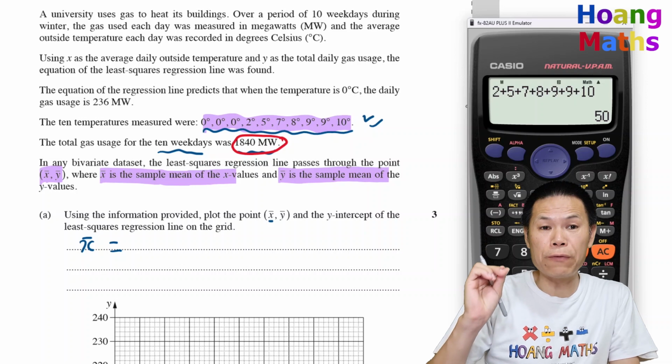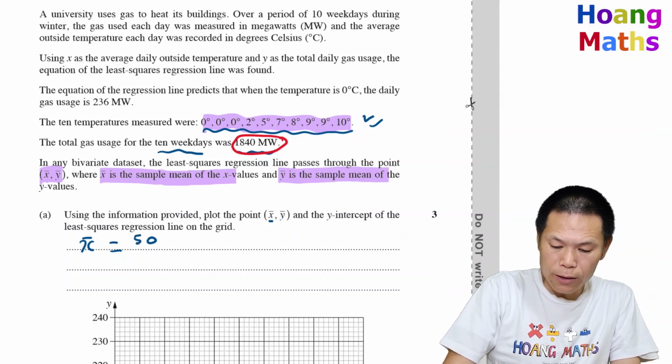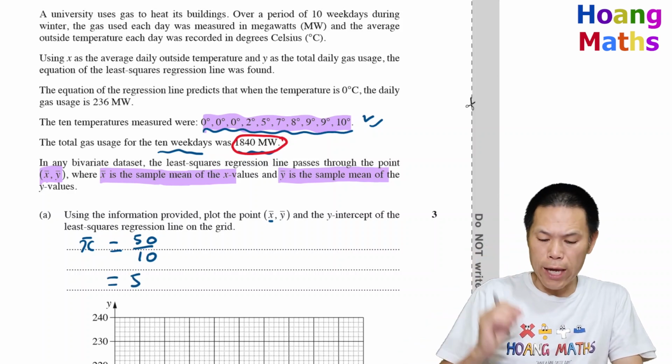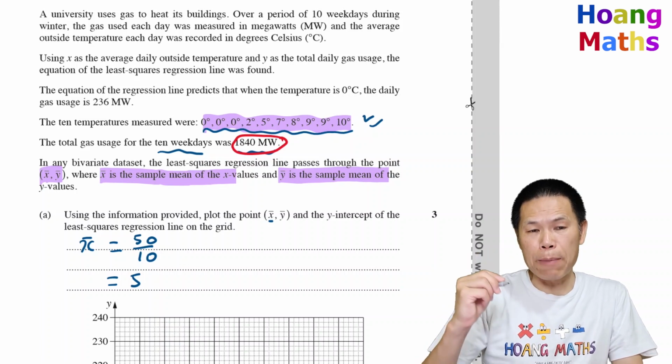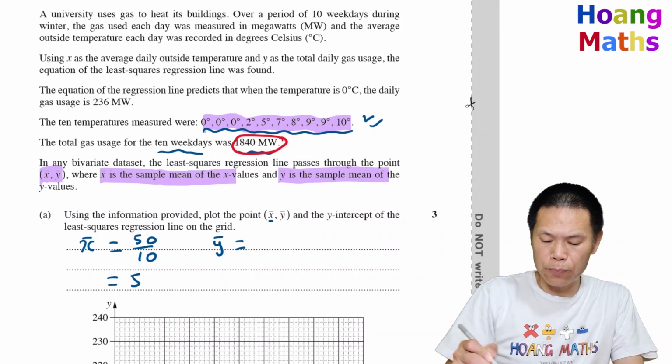So we just go 50 divided by 10. So that will give me 5. So that is the sample mean for X. And then we need to work out the sample mean for the Y value. So that is Y bar.